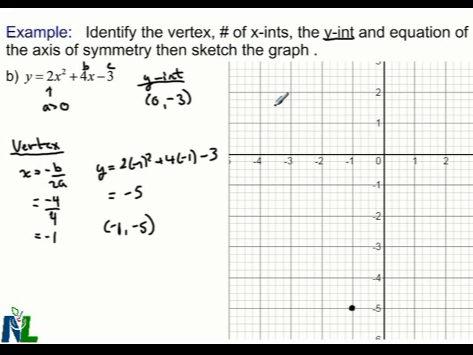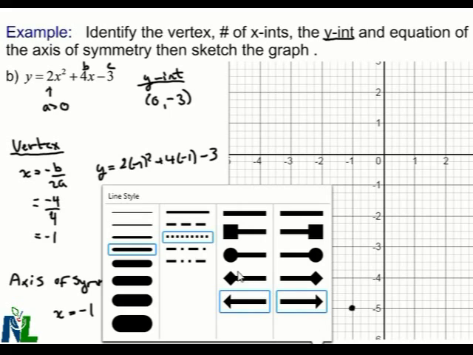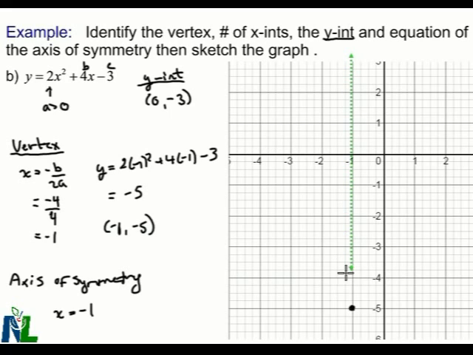I also had to get the equation of the axis of symmetry. And the equation of the axis of symmetry and the x-coordinate of the vertex are one and the same. So the axis of symmetry is located at x equals -1. So I'm going to sketch that into my graph as well. There's my axis of symmetry.